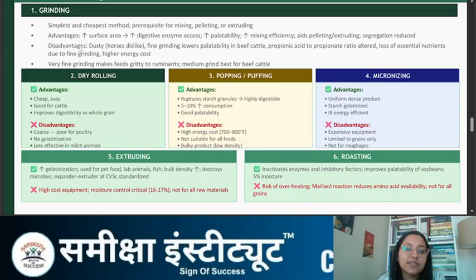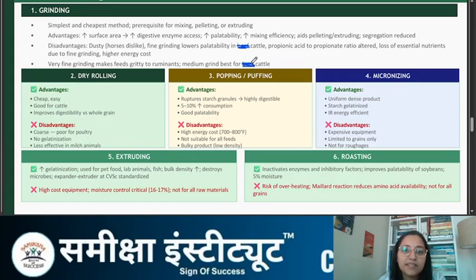Then some disadvantages are there. Dustiness of the feed will increase. Too fine grinding will lead to lower palatability in cattle. Then propionic acid is there to improve the propionate ratio, loss of essential nutrients sometimes, and higher energy cost. Very fine grinding makes it gritty to ruminants, so they will avoid it. Medium grind is best for cattle.